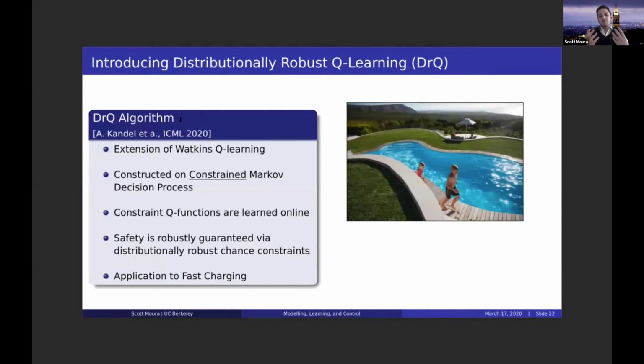So now I'd like to introduce an extension we've made to Q learning called distributionally robust Q learning, or we like to call it Dr. Q. So it's an extension of Watkins Q learning constructed on constrained Markov decision processes, because the fast charging game is a game of satisfying constraints. And interestingly, the Q functions associated with constraints are learned online, but safety is robustly guaranteed with this distributionally robust idea. So I just want to give you an essence of the idea so you can appreciate some of the math behind what makes this work with the results that I'll show you soon.